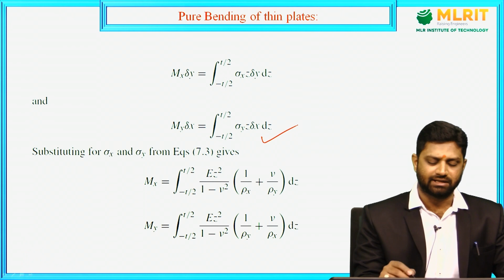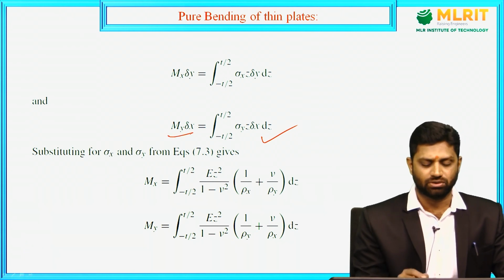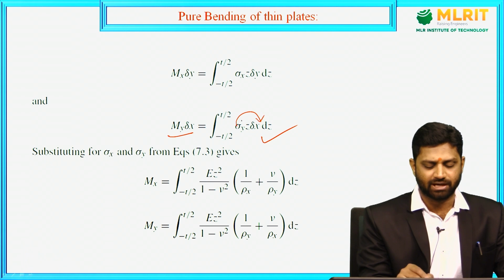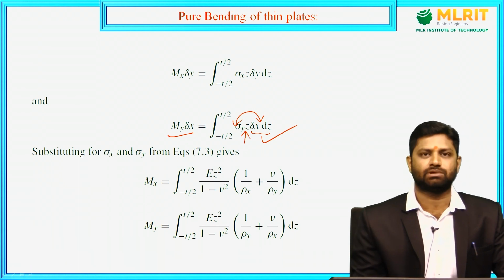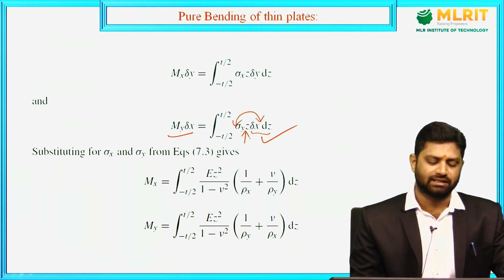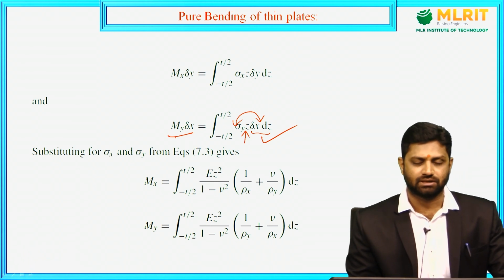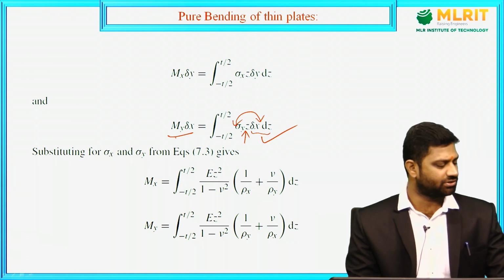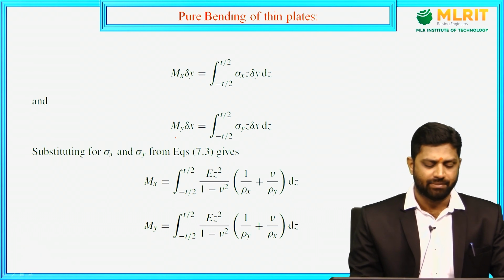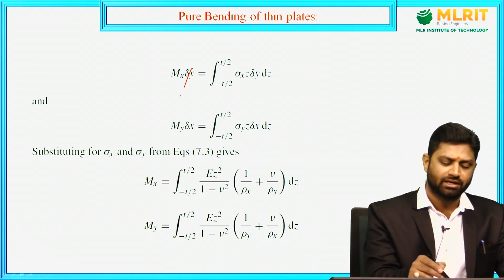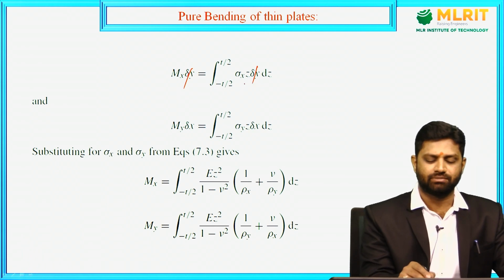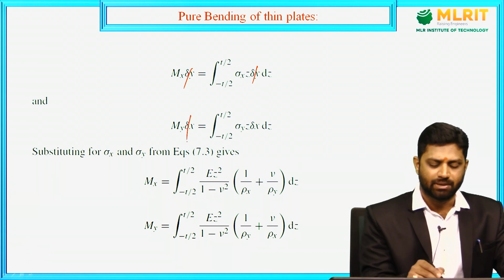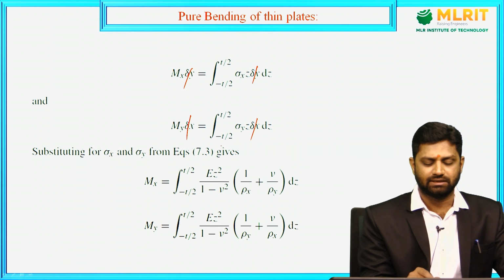Similarly, we write another equation, that is My into delta x, equal to sigma y, the stress, multiplied with the area dx dz, which becomes force, and the perpendicular distance is z. In this way we write the bending moment equilibrium along with the internal direct stress distribution. From both of these equations, delta y gets cancelled, and we write Mx equal to the integral from minus t by 2 to plus t by 2 of sigma x into z into dz. Similarly, My is equal to minus the integral from minus t by 2 to plus t by 2 of sigma y into z into dz.